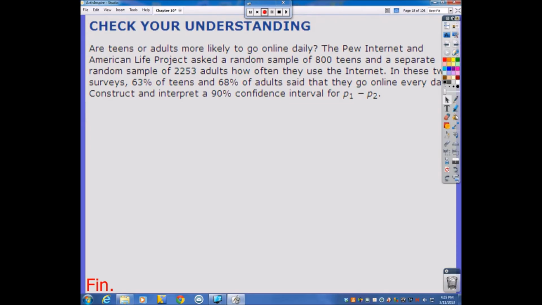Here is the one problem I want you guys to do on your own, and we will talk about it together in class the next day.